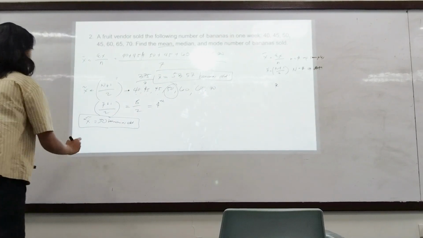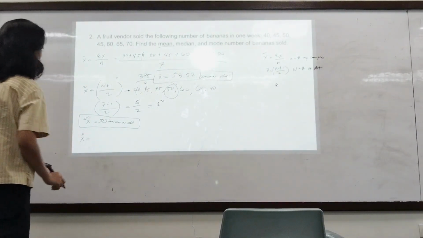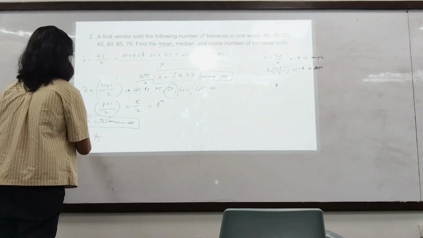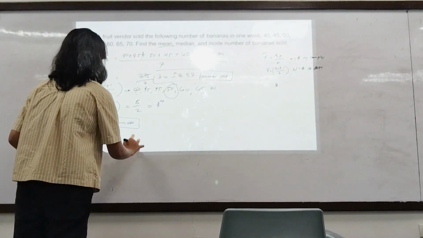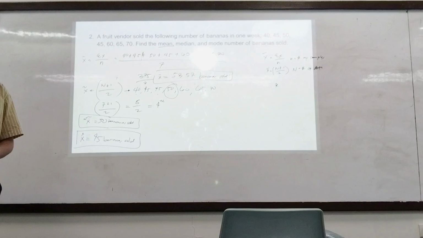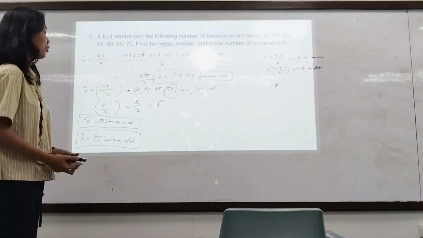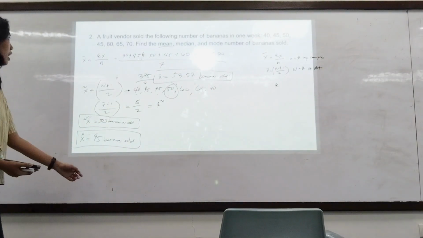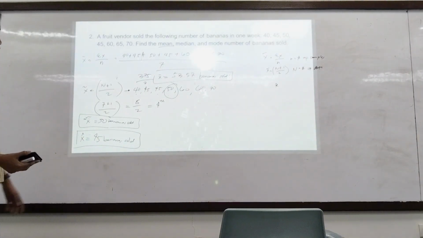Now lastly, the mode. Once again, you look for the most frequent value in the given data, which is 45. You put 45 bananas there. Okay. Too fast, too slow, I don't know. So yeah, those are the answers for example 2. The mean is 53.57 bananas sold. The median is 50 bananas sold, and the mode is 45 bananas sold. Next.